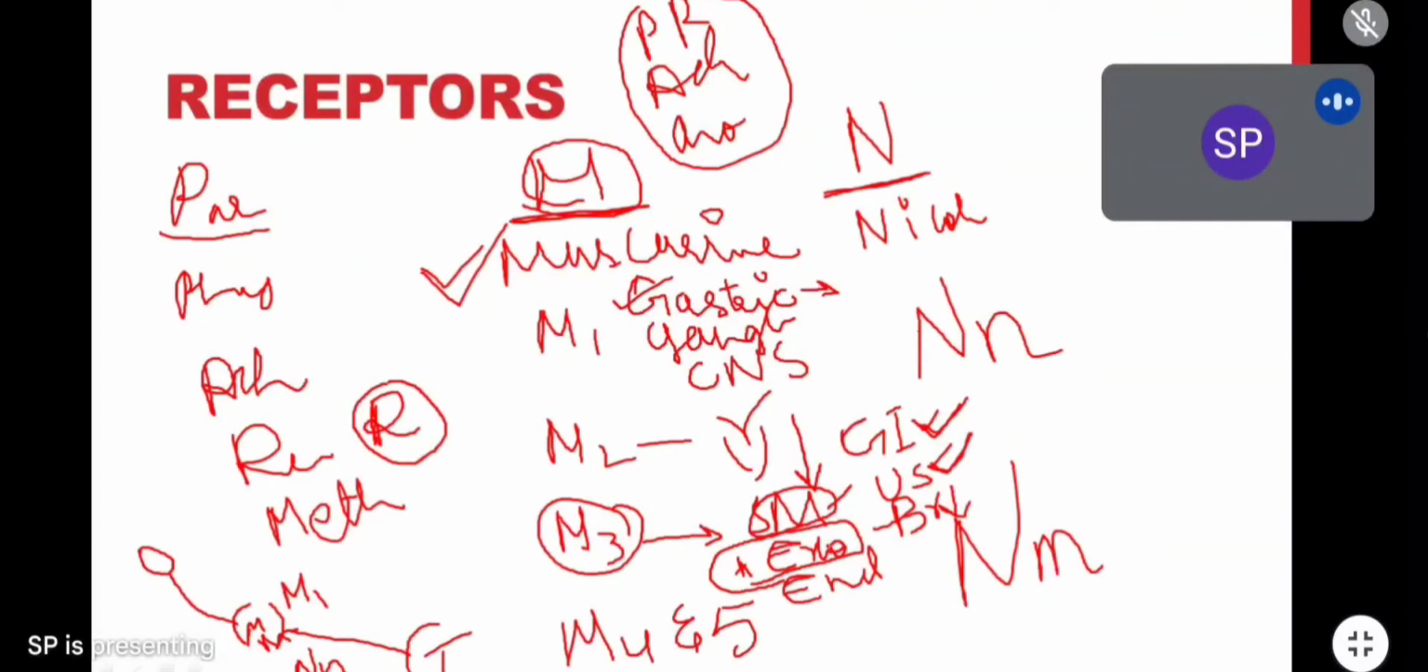What are exocrine glands? Starting from the lacrimal gland, the salivary glands in the buccal cavity, sweat glands, we have perspiration, gastric glands, pancreatic glands. Every exocrine gland has M3 receptors. And when the M3 receptor on an exocrine gland is stimulated, it will release all exocrine secretions. Clear? Now it is present on endothelial cells.